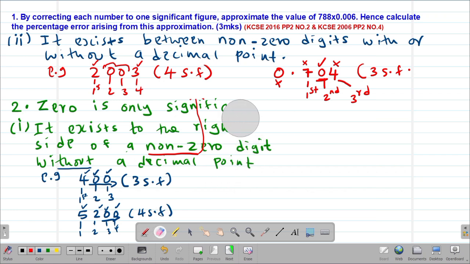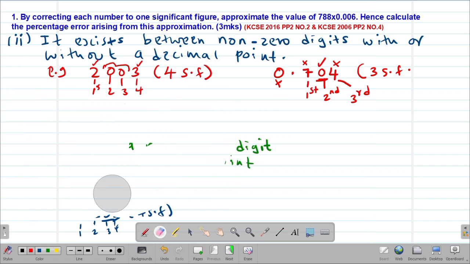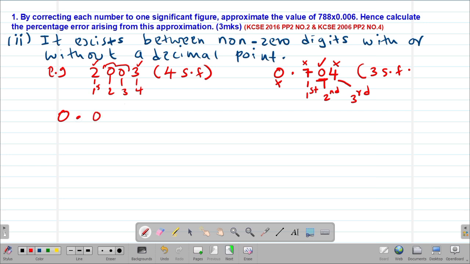We can also have another number here. You can be given a number like 0.0030700400. Now, for this particular case, these three zeros will not be significant because they are appearing to the left hand side of a number. Then, of course, these two zeros will not be significant due to the fact that they are appearing after a decimal point. Therefore, the only significant figures here will be a 3 due to the fact that it is a non-zero digit from 1 to 9.